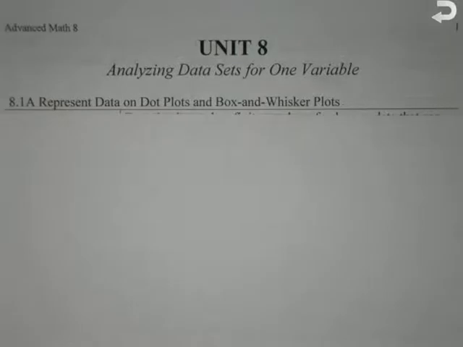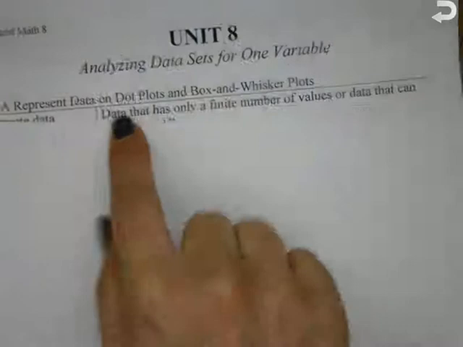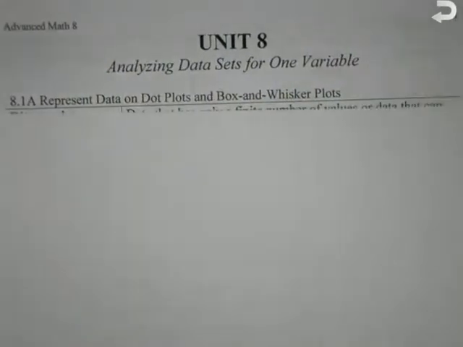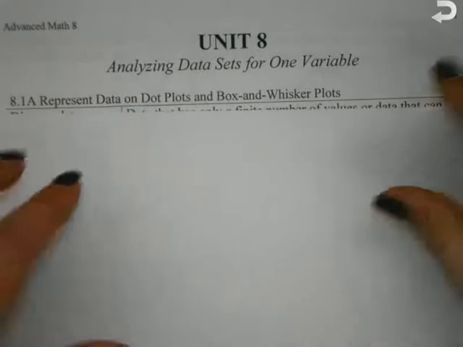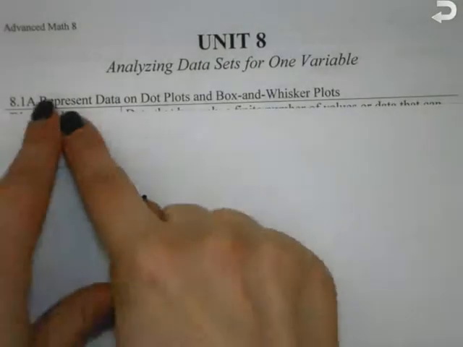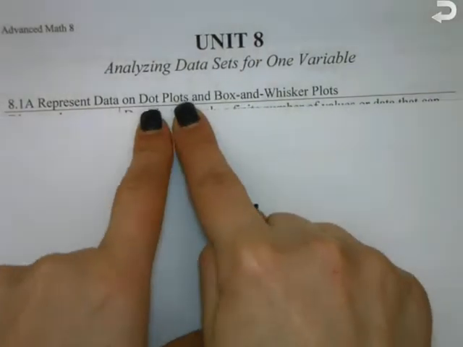So Unit 8, we're going to be analyzing sets of data for one variable, meaning that only one thing is changing. So we're going to be looking at different types of data, different types of ways to represent data. Today, I took 8.1 and I split it up into 2 lessons. So we're doing the first half today. And what we're going to be doing is we're going to represent data on dot plots.